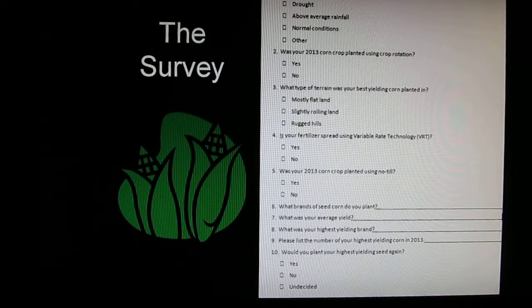Number 6, what brands of seed corn do you plant? Number 7, what was your average yield? Number 8, what was your highest yielding brand? Number 9, please list the number of your highest yielding corn in 2013. And number 10, would you plant your highest yielding seed again?